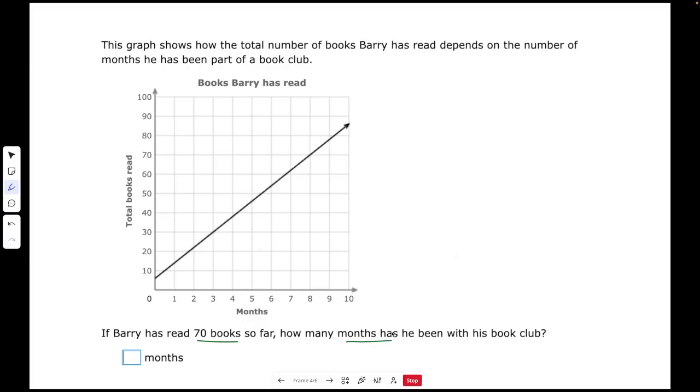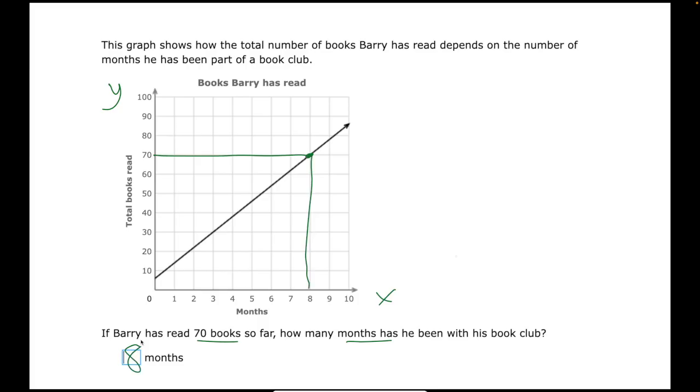So for this one, it's flipped. Instead of giving you the x, they give you the y. So 70 books would be here, tracking across, boom, here's our point, track down. So if he has read 70 books, he's been there for 8 months.